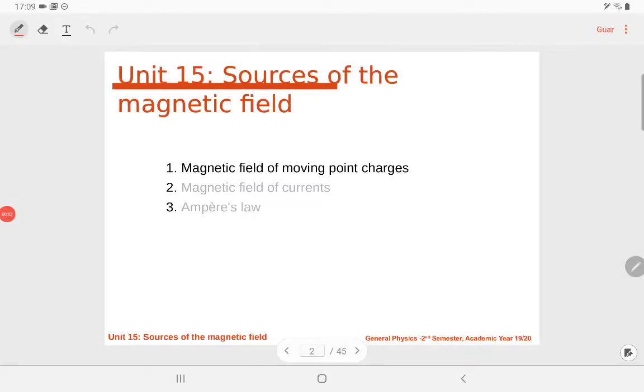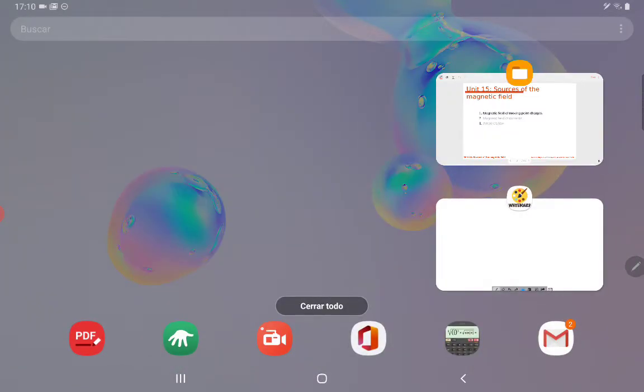In this video, we begin Unit 15, the sources of the magnetic field. First of all, we will focus on the magnetic field generated by a point charge that is moving, and then we will look at the magnetic field created by currents, which are many point charges moving. And at the end, we will look at Ampere's law, which is the equivalent to Gauss's law for the electric field.